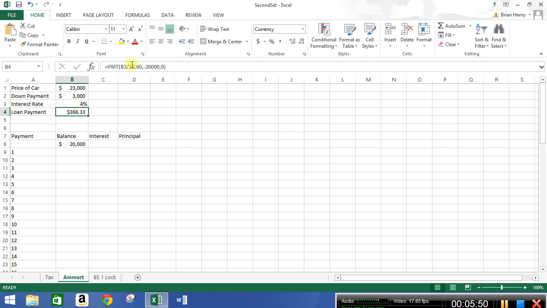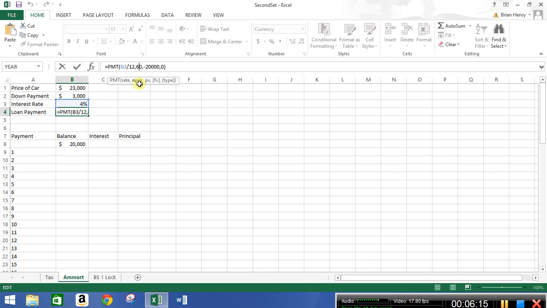So I can calculate the payment using equals PMT, another formula built into Excel. The first thing PMT needs is the rate. In this case, it's going to be 4% divided by 12. So we're assuming monthly payments on the car. So the rate is going to be annual divided by 12 months per year. That'll tell you what the monthly interest cost is. Okay. And then there's a comma.